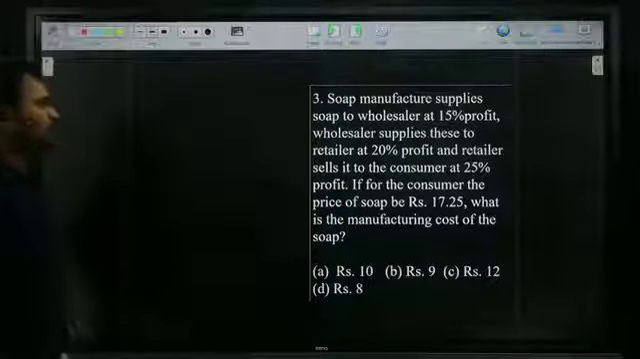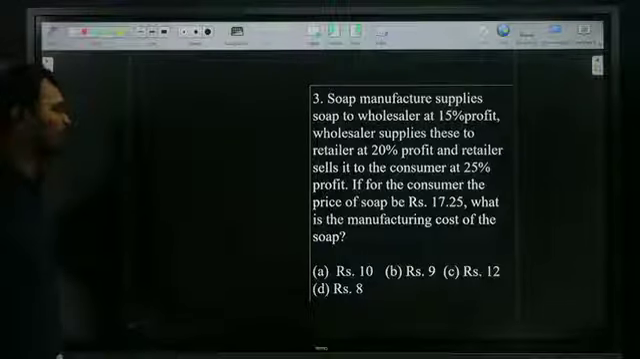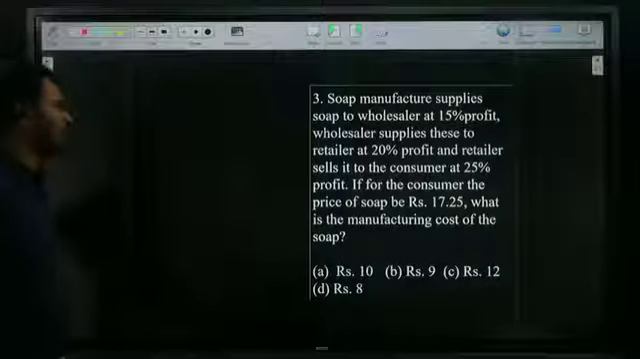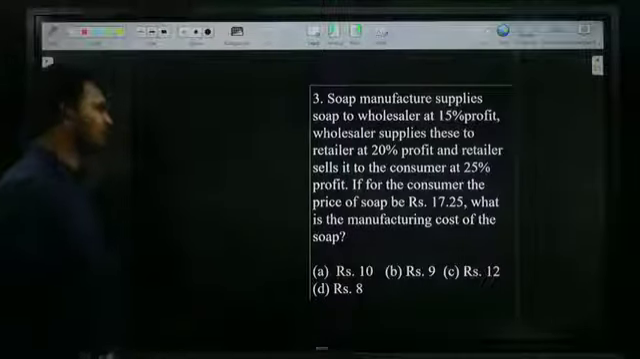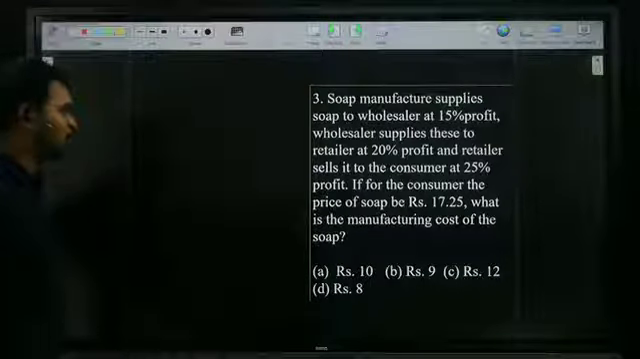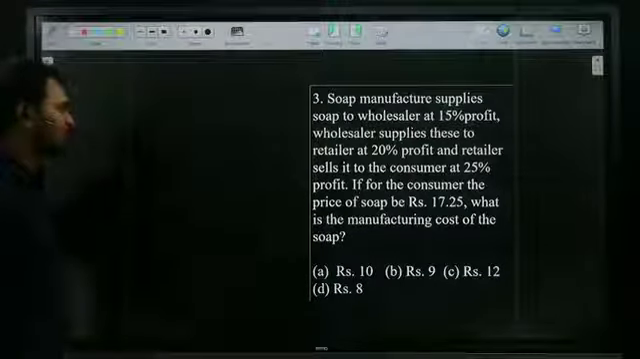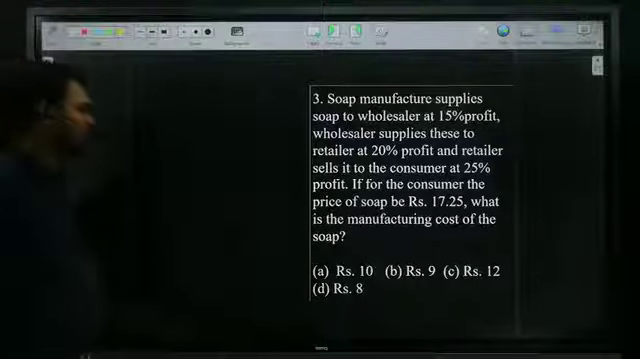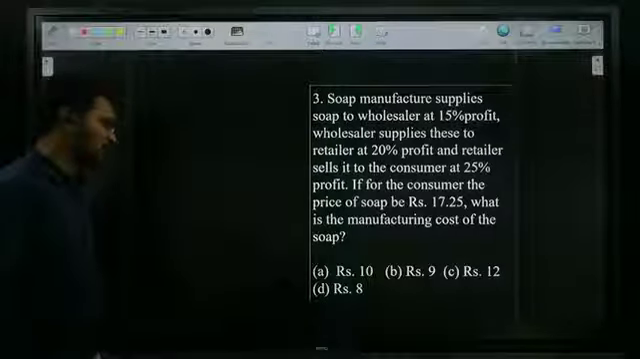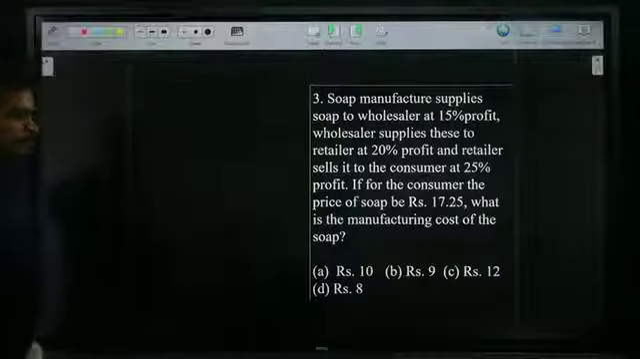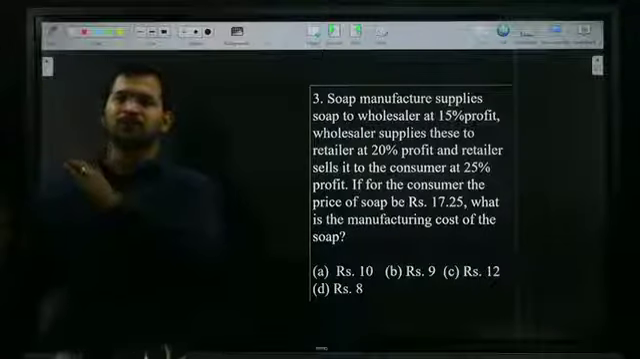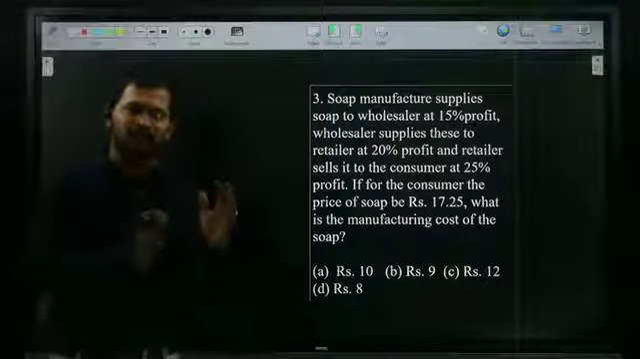A soap manufacturer supplies soap to a wholesaler at 15% profit. The wholesaler supplies to the retailer at 20% profit, and the retailer sells it to the customer at 25% profit. If the price of the soap for the consumer is 17.25, what is the manufacturer's cost price of the soap? Here one article is passing through the wholesaler to the retailer, and the retailer to the customer.